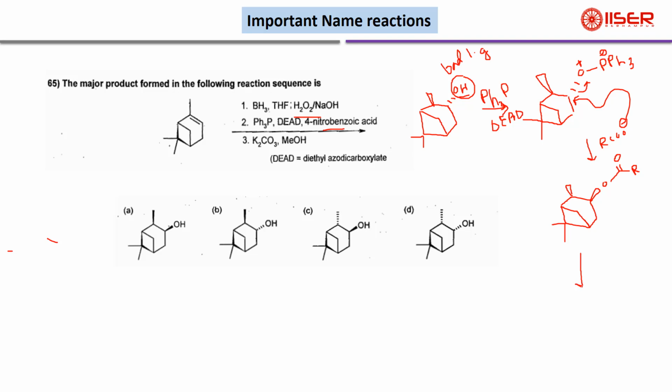Next it undergoes a hydrolysis. In presence of K2CO3 and methanol, it undergoes a hydrolysis and forms the product.